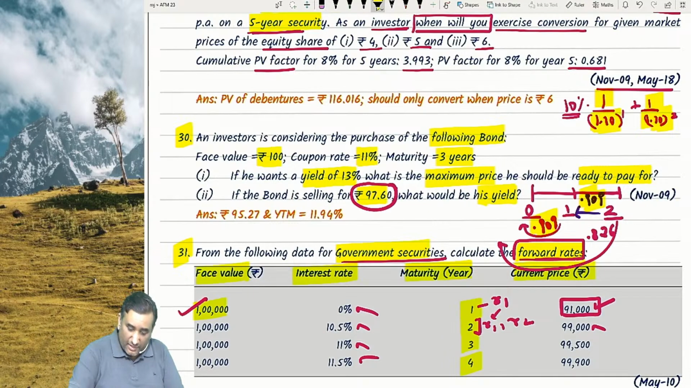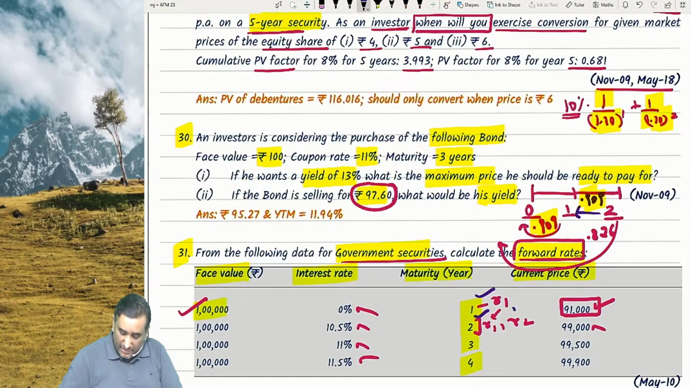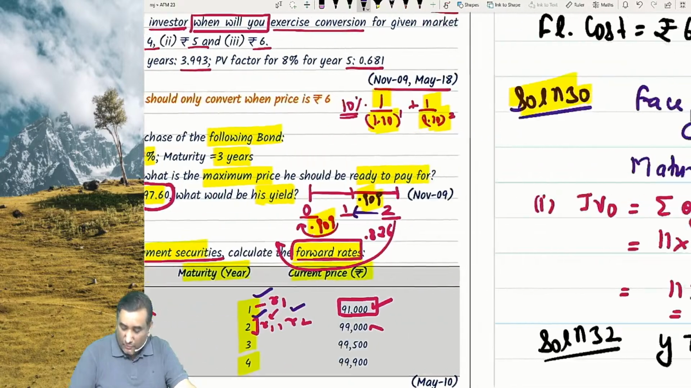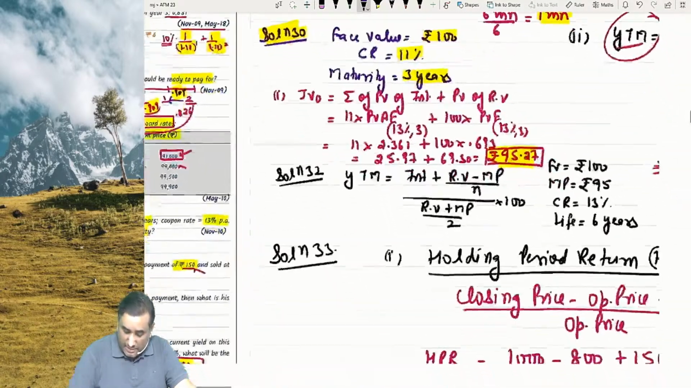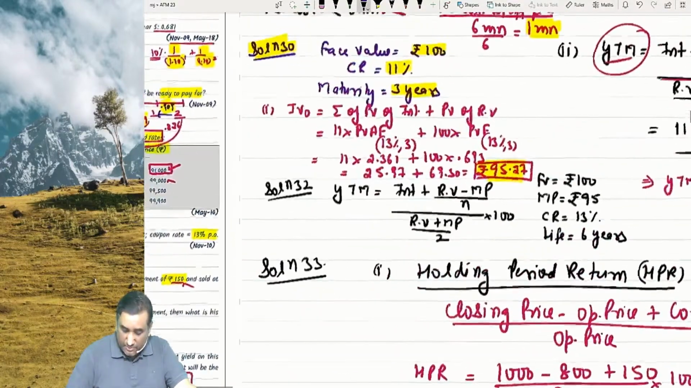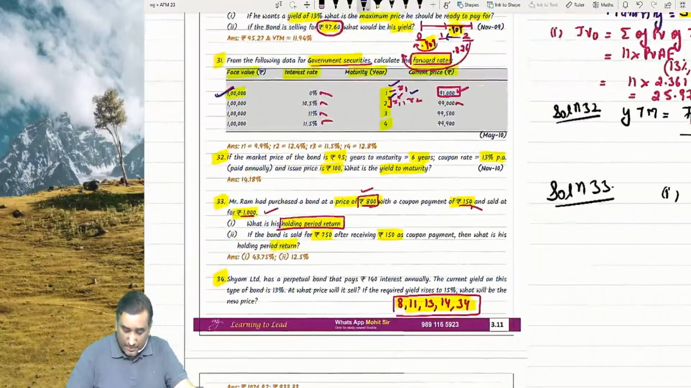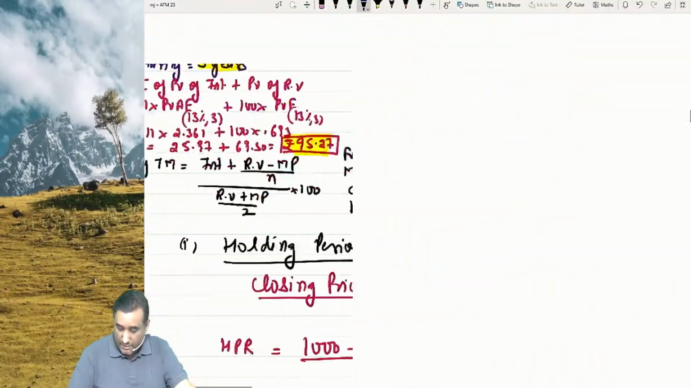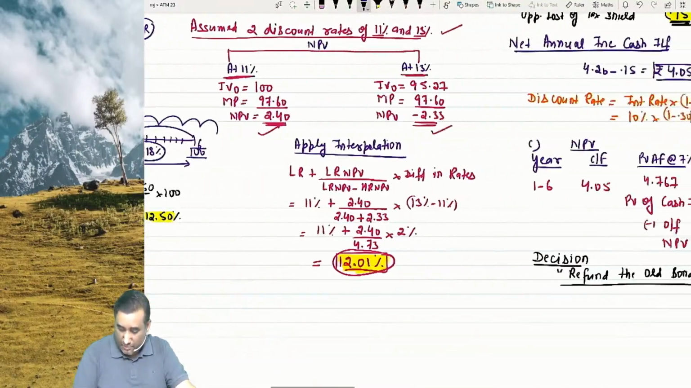When you get different discounting rates, these are different yield rates, R1, R2. So when you are at the first year, in the first year, question number 30, 31, I have a lengthy text question.